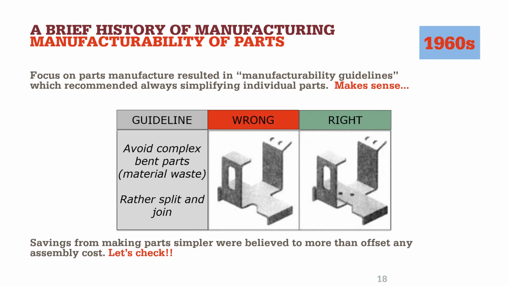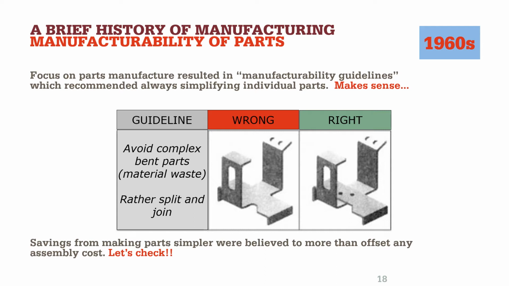The 1960s focus on ease of manufacture resulted in people assuming that several simple shaped parts are inherently less expensive and simpler to manufacture than a single complex part. Savings from making parts simpler were believed to more than offset any assembly cost increase. The manufacturability guideline example shown here recommended choosing simple parts that would be right over a very complex multiple bent part which would be wrong.